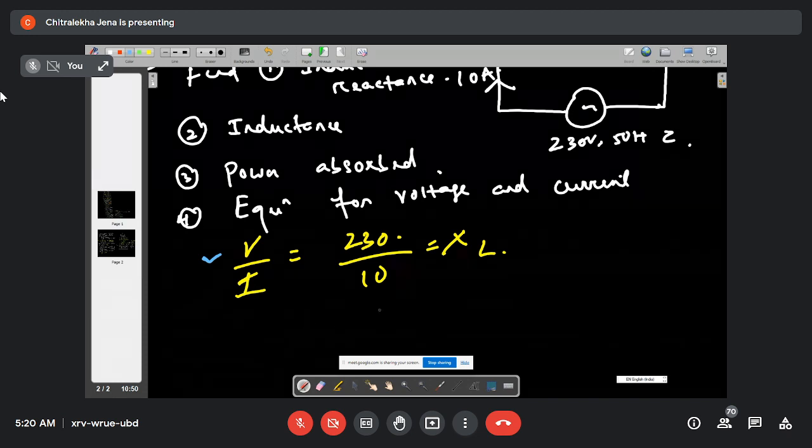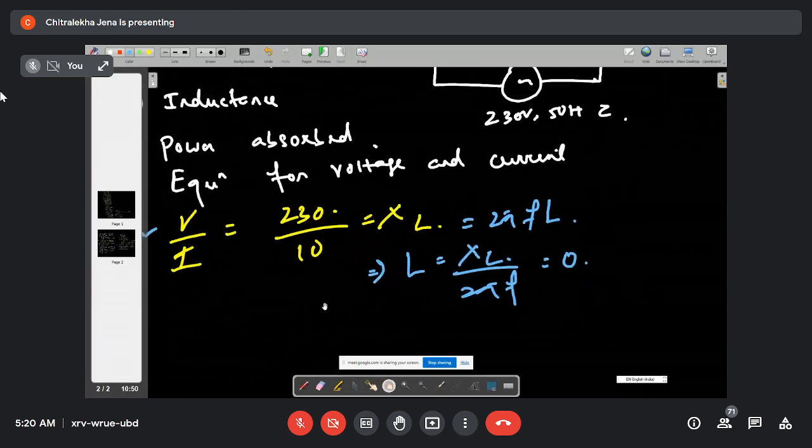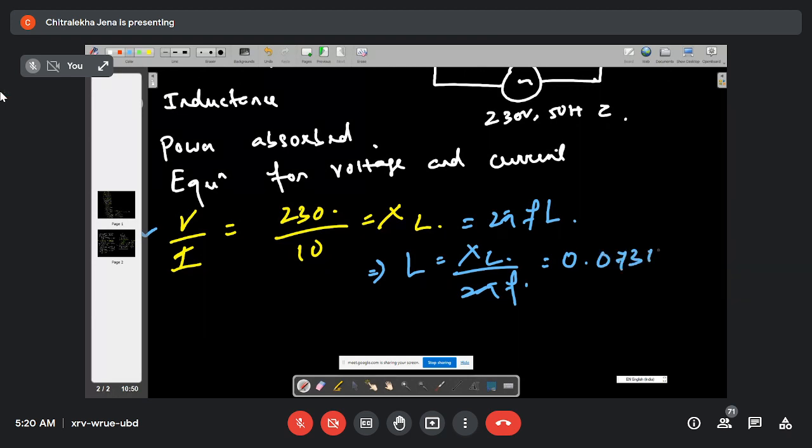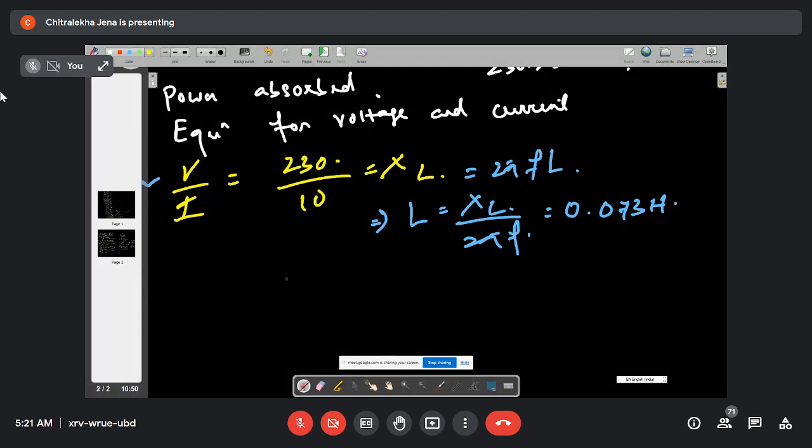Next, what will you find out? L. XL is equal to 2 pi F into L. So this implies L is 0.073 henry. Who answered? Tell me. Very good. Who is answering from the girls' side? I'm Vaishnavi. Very good.